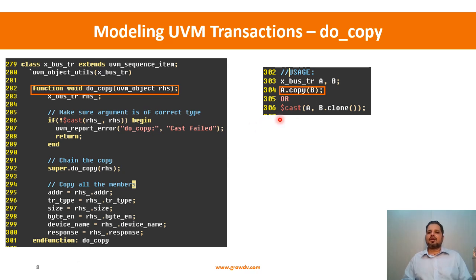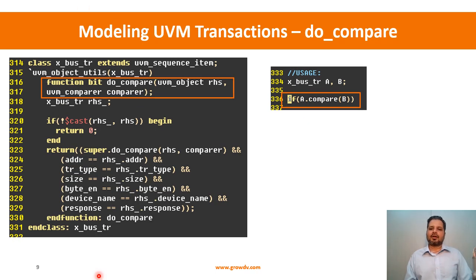Or there is another way you can do it, which is the clone function that you can also utilize. That will create another object of B, do a deep copy, and return that object, which you can assign to A using the dollar cast, right? So that also you can do. So in both ways you can implement the copy functionality.